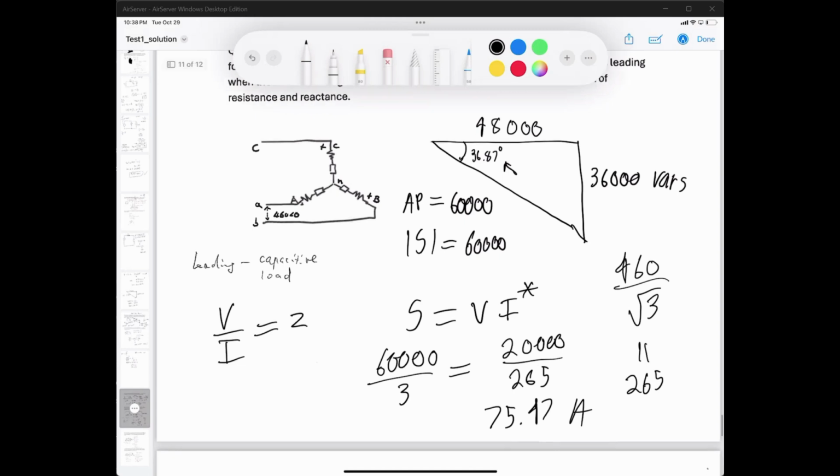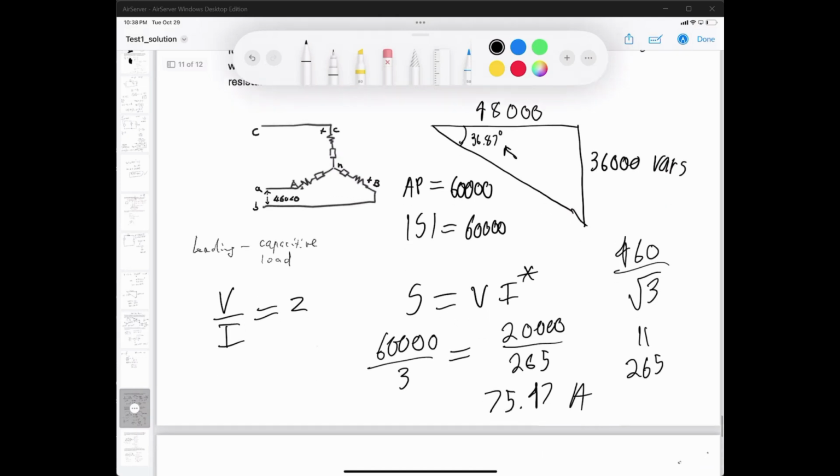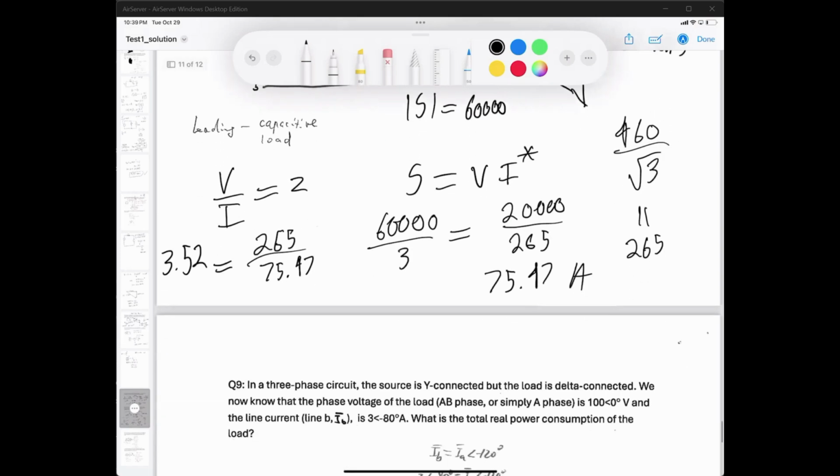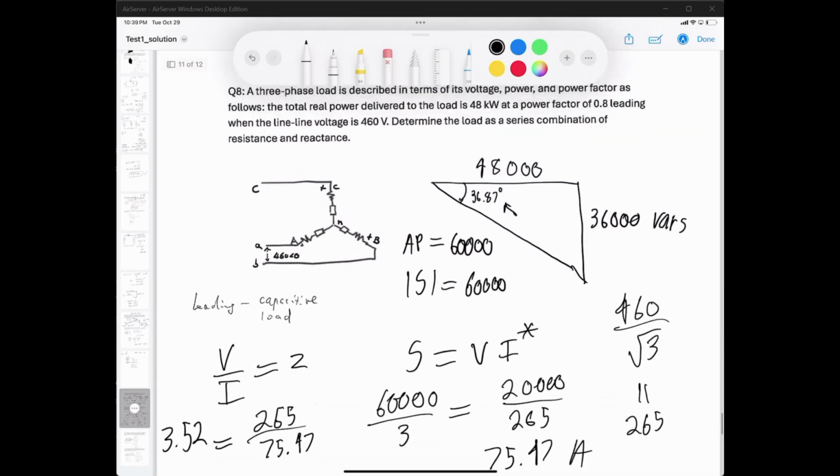And we know that voltage divided by current is equal to Z. We call it resistance for DC, but with impedance, if we take 265 divided by 75.47, we get a whopping 3.52. So our answer for the impedance across a single one is going to be 3.52 with a phase angle of 36.87.